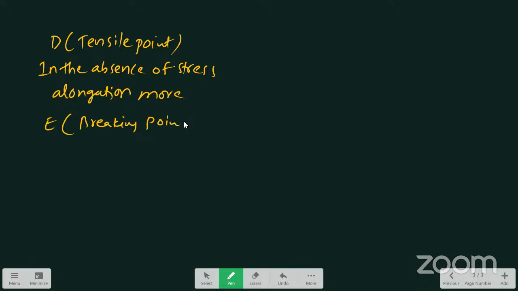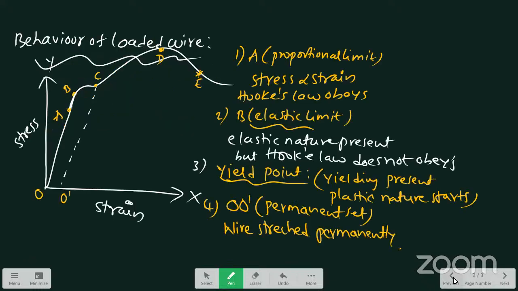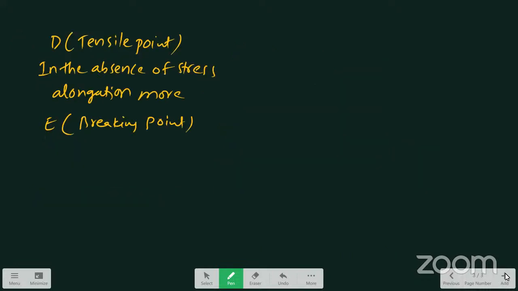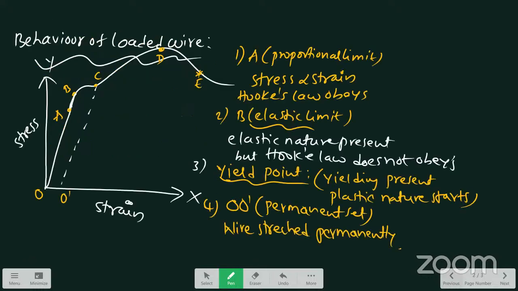The last one, students, E: breaking point or fracture point. The wire ultimately breaks. Where the wire breaks, that point we are calling E. E is nothing but the breaking point.